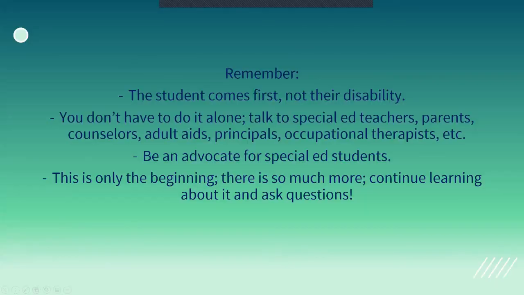So, important things to remember. The student comes first, not their disability. You don't have to do it alone. Talk to special education teachers, parents, counselors, adult aides, principals, occupational therapists, anyone who deals with that student. Any information that they can provide to you is important and will help. Be an advocate for special education students. Help them in any way that you can. Even a little bit helps them greatly. Just be willing to be there for them.